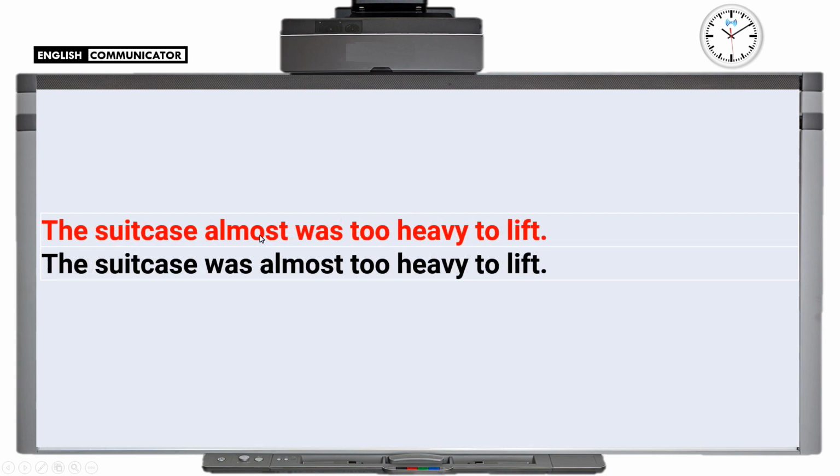The suitcase almost was too heavy to lift. The suitcase was almost too heavy to lift. It's wrong. Why? Because you have to use was almost, and most of the people use the suitcase almost was too heavy. No, the suitcase was almost too heavy. So you can't say almost was too heavy, you say was almost too heavy. And it is the right combination and right order. Was almost.